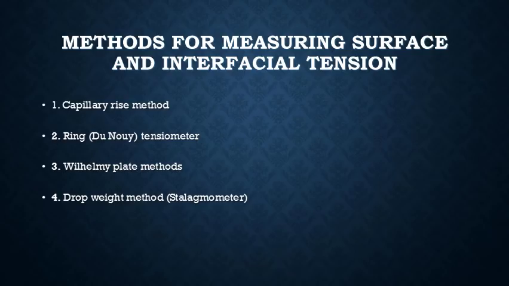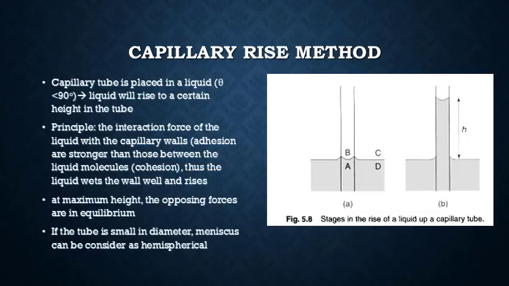So after we have understood the relationship between surface tension and pressure difference, as well as the definitions of surface tension and surface free energy, let us go into the methods for measuring surface tension and interfacial tensions. There are 4 different methods that can be used: the capillary rise method, ring tensiometer, Wilhelmy plate method, and drop weight method. So first, let us look at the capillary rise method.